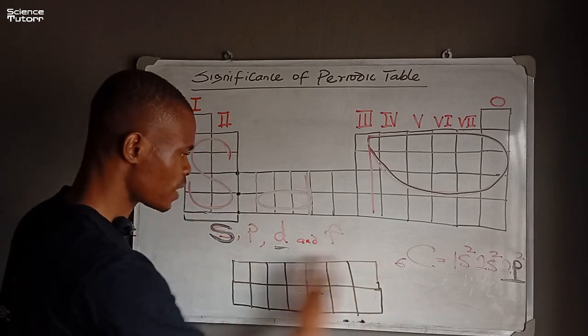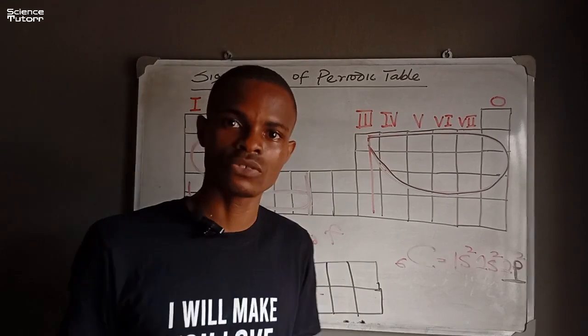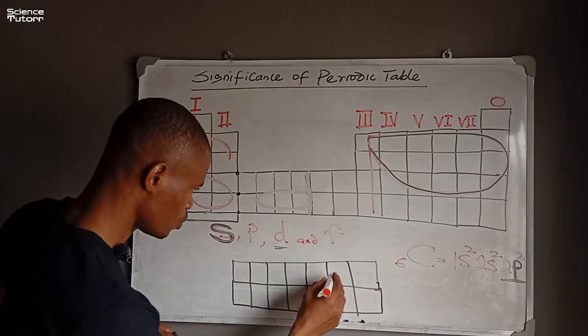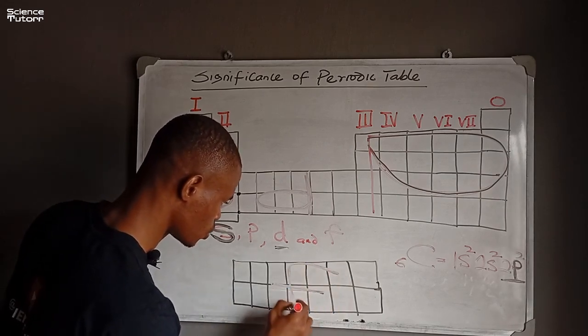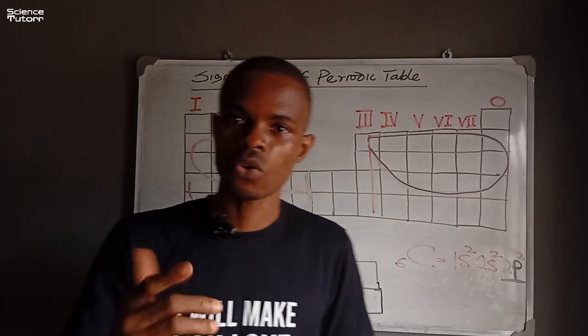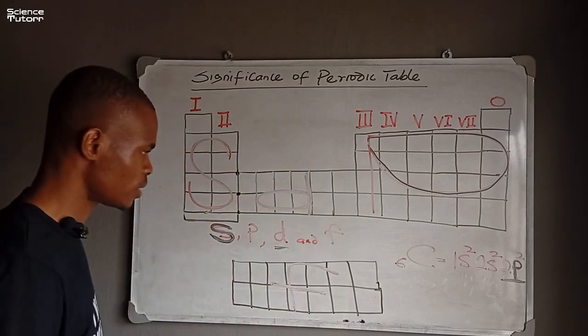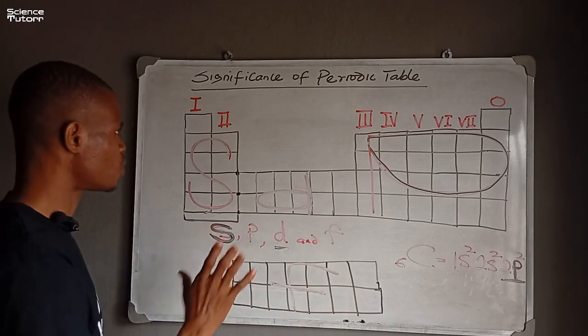These are the set of elements where we have the lanthanides and the actinide series, which are the inner transition elements. They are known as the F block. So they are called the F block electrons. The reason is because they consist of the S, P, D, and also the F electrons in their outermost shell. So that is how to identify each of these blocks.